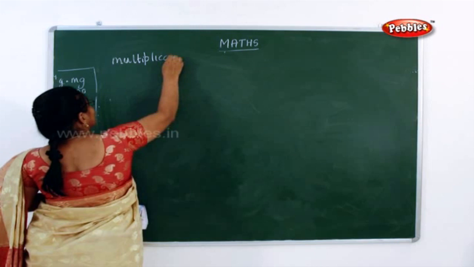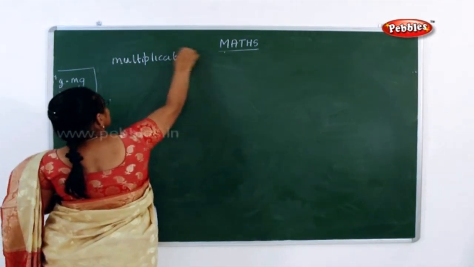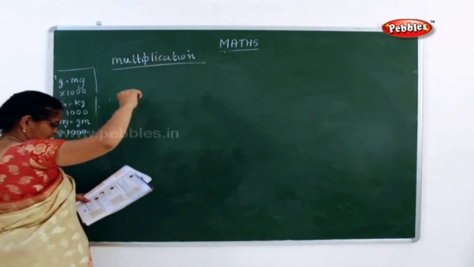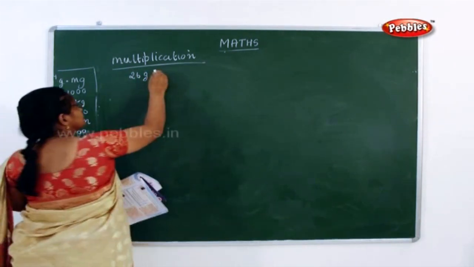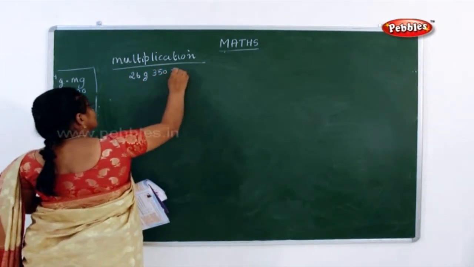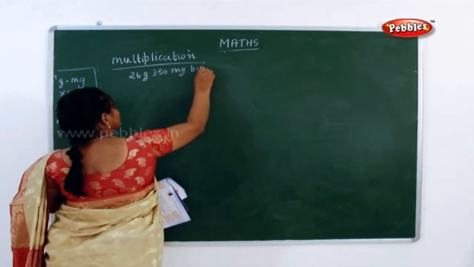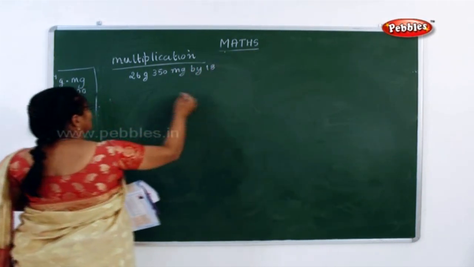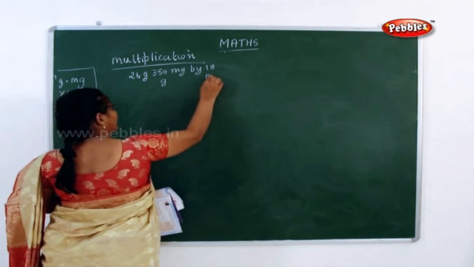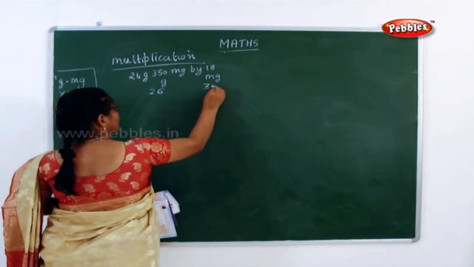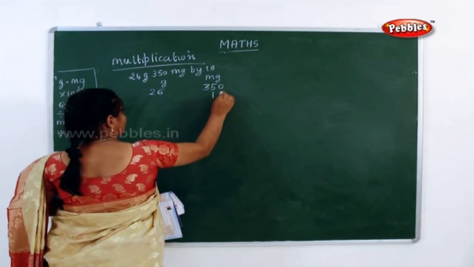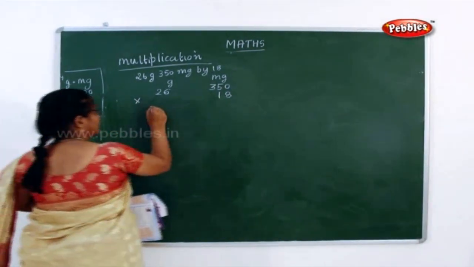Multiplication. Addition we have finished, subtraction we have finished. See, multiply 26 gram 350 mg by 18. Now you have to write gram here, mg here. Now 26, 350. Now 18. It has to be multiplied by 18.